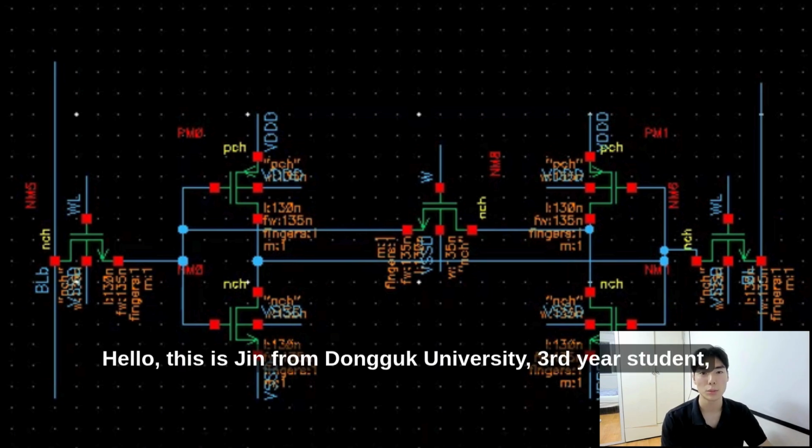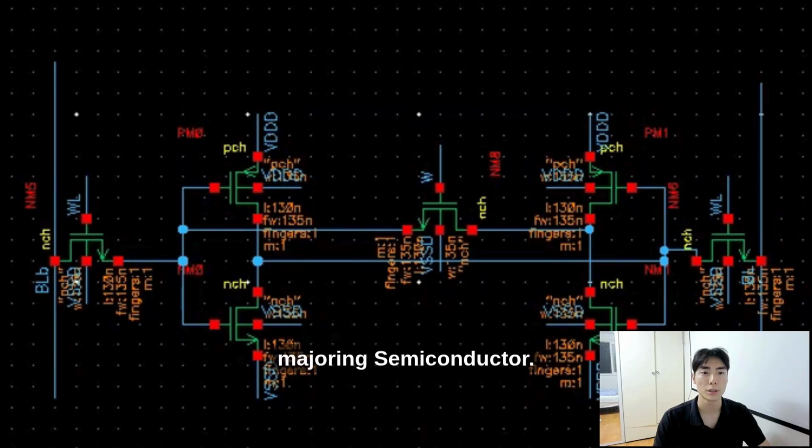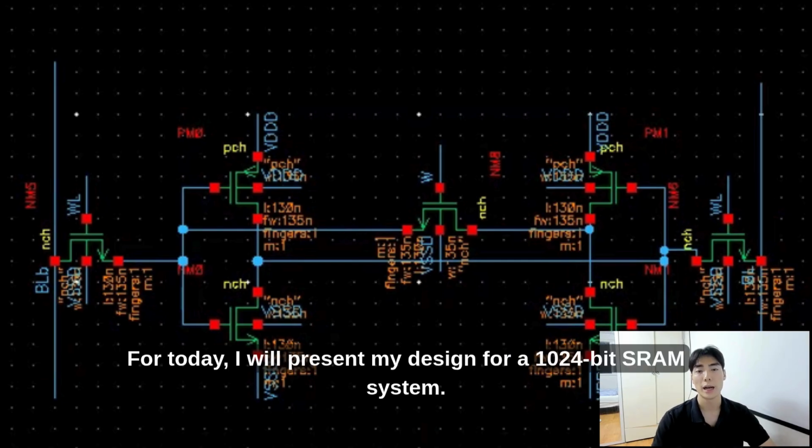Hello, this is Jin from Dongguk University, a third year student majoring in semiconductors. For today, I will present my design for a 1024-bit SRAM system.